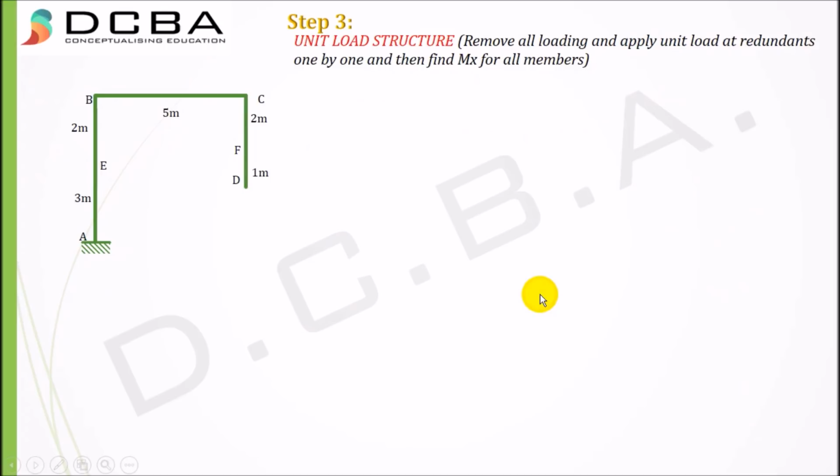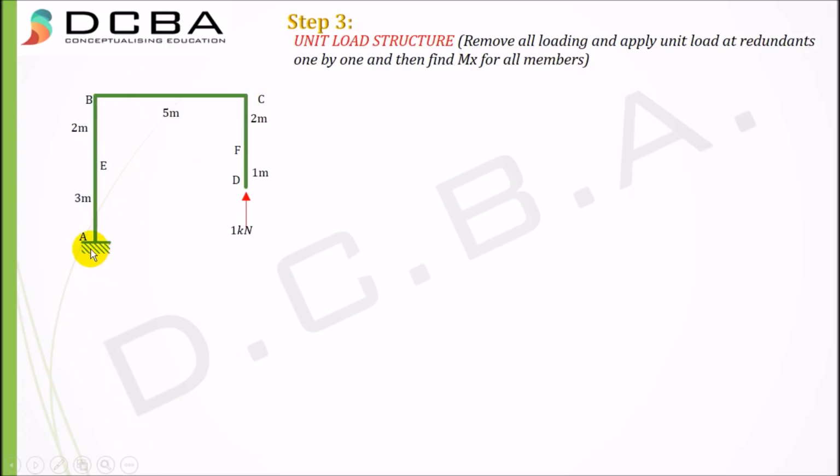Step 3 is unit load structure. In this, you remove all loadings and apply unit load at redundants one by one, and then find Mx for all members. Alright. So first of all, we have removed all the loadings here, and then starting from redundants one by one, that is starting from R1. If you recollect, your R1 was a vertical reaction, thus giving a 1 kilonewton in place of R1, and then finding Mx for all members as we did previously.